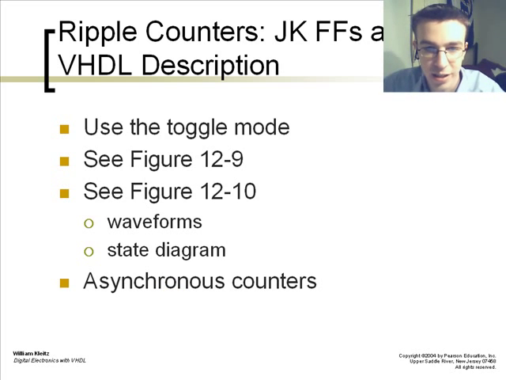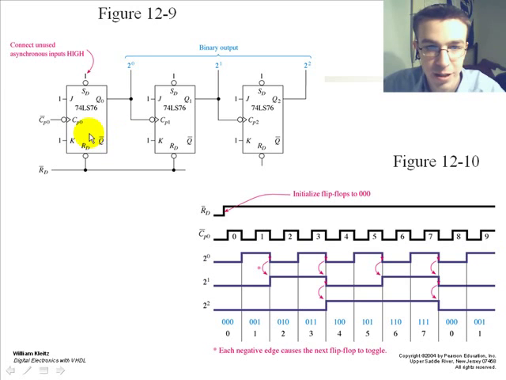We use the toggle mode in these types of counters. With this example, we have 3 counters set together, where the output of one connects to the clock pulse of the other, and we have our resets set together as well. This allows us to count all the way up from 0 to 7, and then it resets and goes through the same cycle again through our flip-flops.